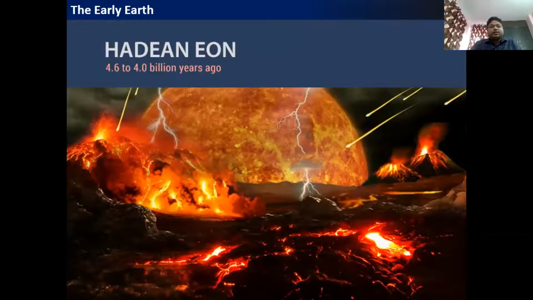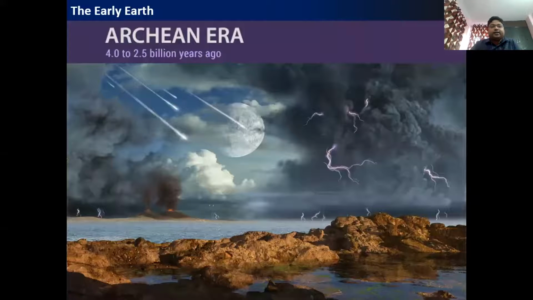If we start our Earth's journey in the early Hadean Earth, maybe around 4.6 to 4 billion years ago, Earth looks like this. It was full of volcanoes, and the moon was closer to the Earth, and there was no sign of water or life at that stage. Then we came to the Archean era, from 4 to 2.5 billion years. Then the Earth changed into this shape, where water emerged on this Earth. The moon was far away from our Earth, and there were few volcanoes.